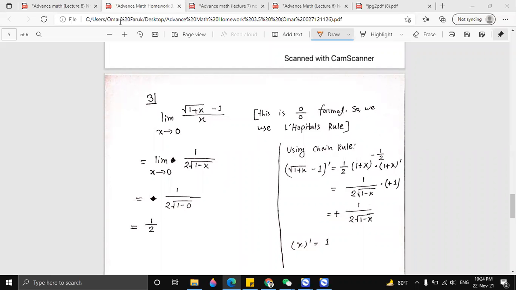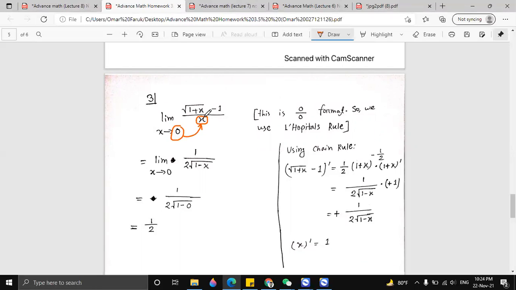So now we have number 3, and this is the limit as x tends to 0 of (root over 1 plus x minus 1) divided by x. This part is a little tricky because here we have a composite function, right? The important thing is, if we just put the value x equal to 0 here, then this part will become 0.